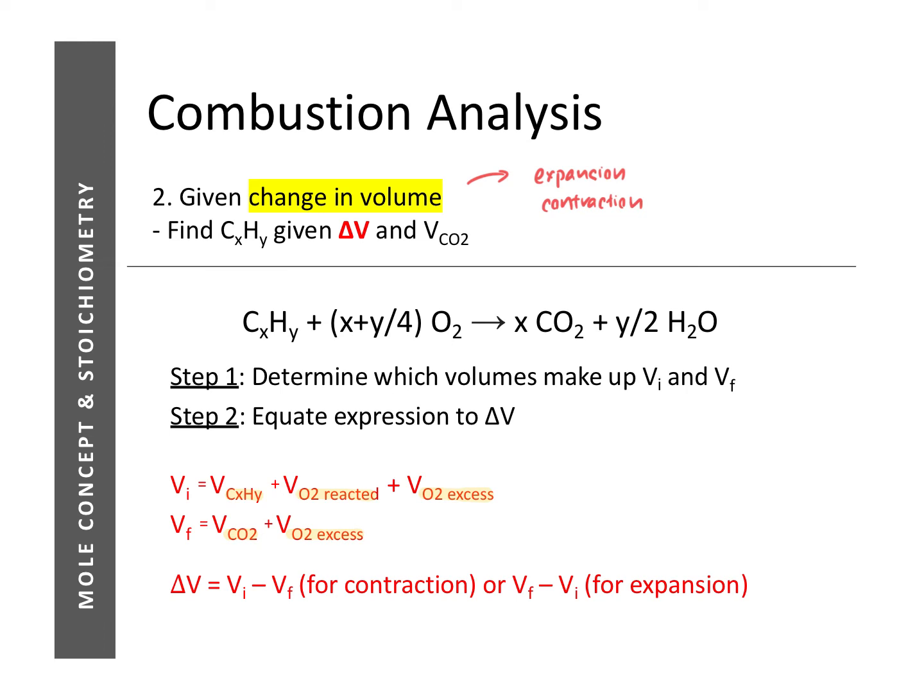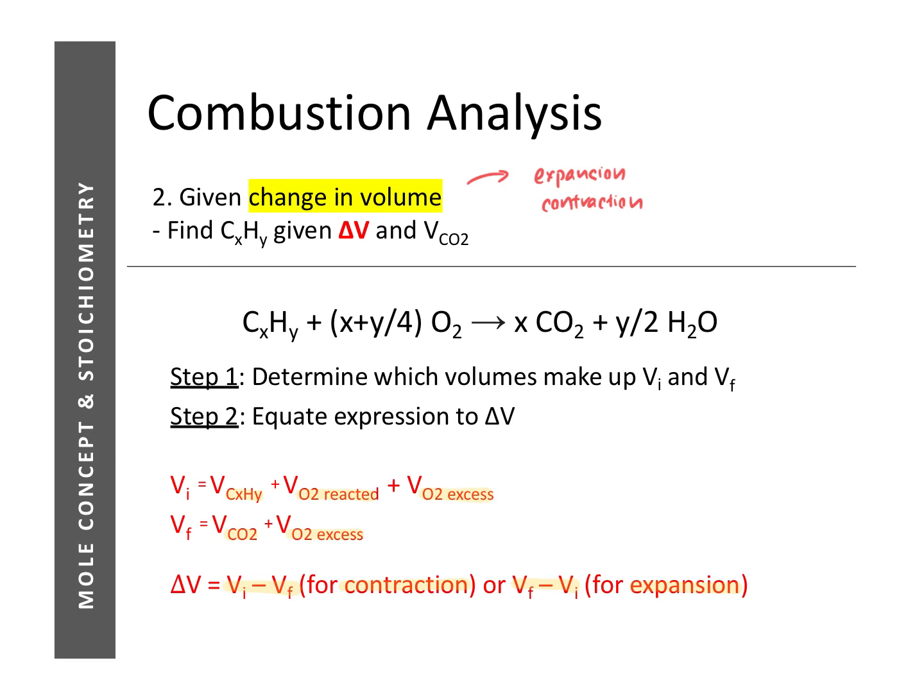Step number 2, we now need to equate an expression to delta V, the numerical value of delta V that is given in the question. For example, if they tell you that there's a contraction of 50 centimeter cube, contraction means that the final volume is smaller than the initial volume, so we need to take Vi minus Vf and equate to the number. If they tell you that the volumes of gases expanded by 50 centimeter cube, then we will take Vf minus Vi and equate to 50.